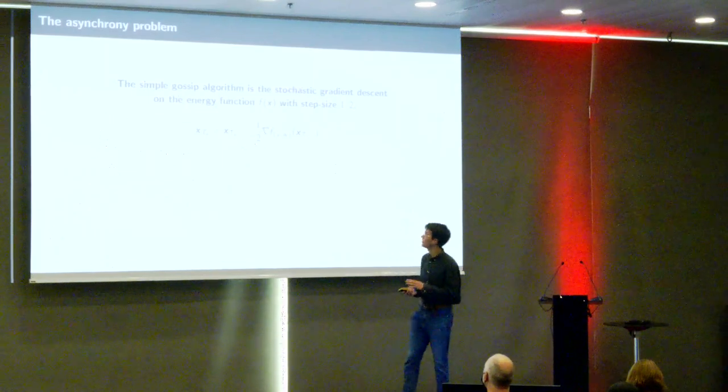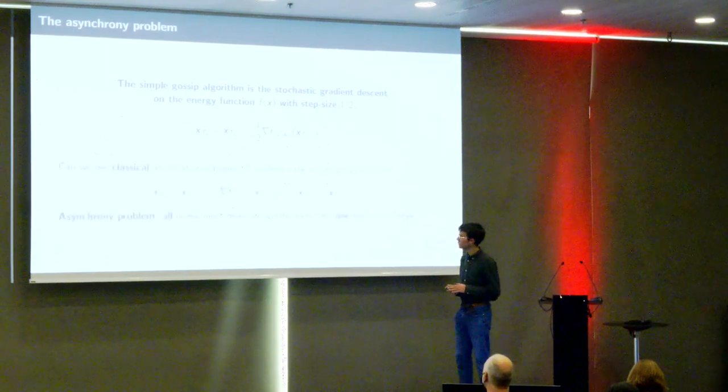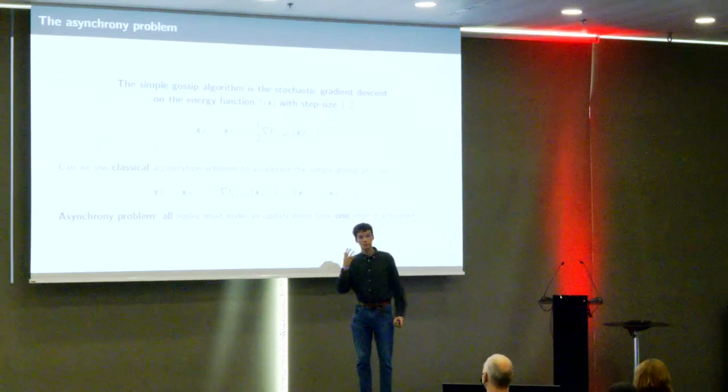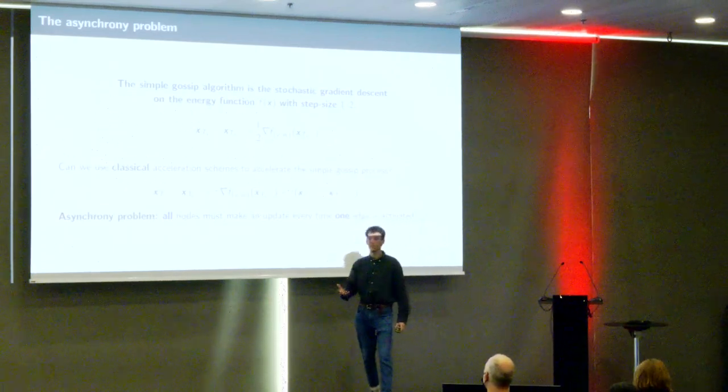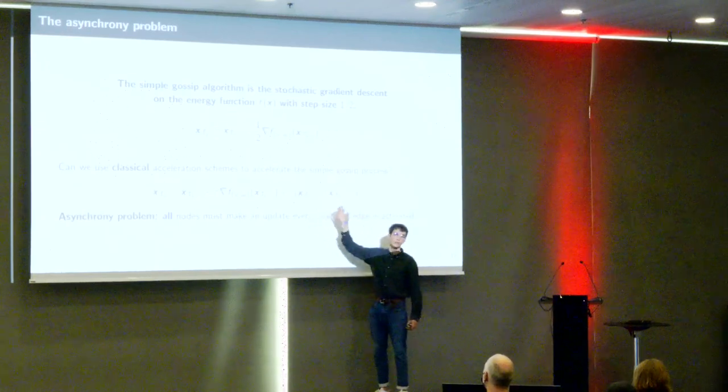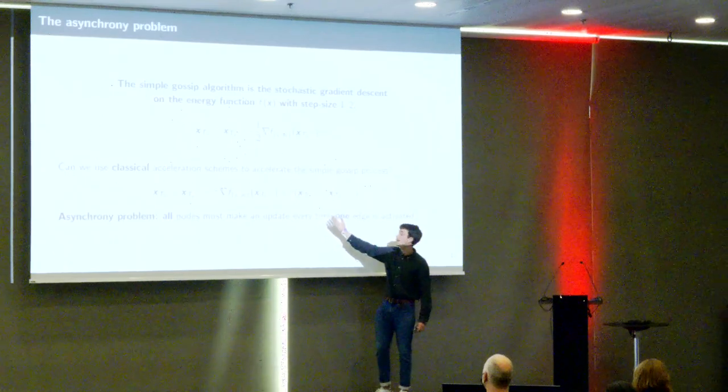It turns out that it's not that simple. Why? Because in order to achieve acceleration, you need to mix two things. You need to mix gradient steps with linear combinations of the variables. This would be, for instance, just an example.